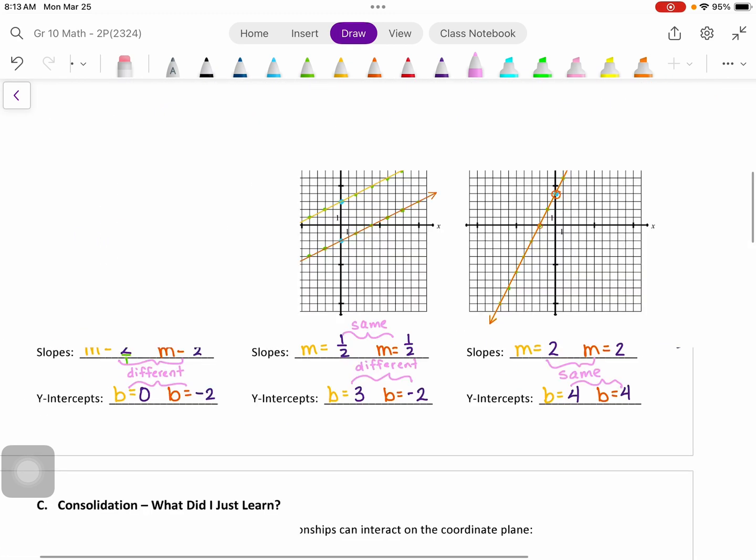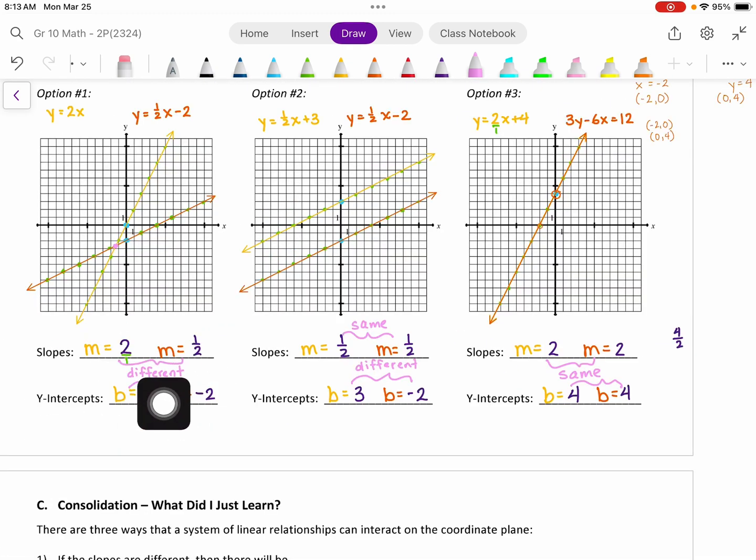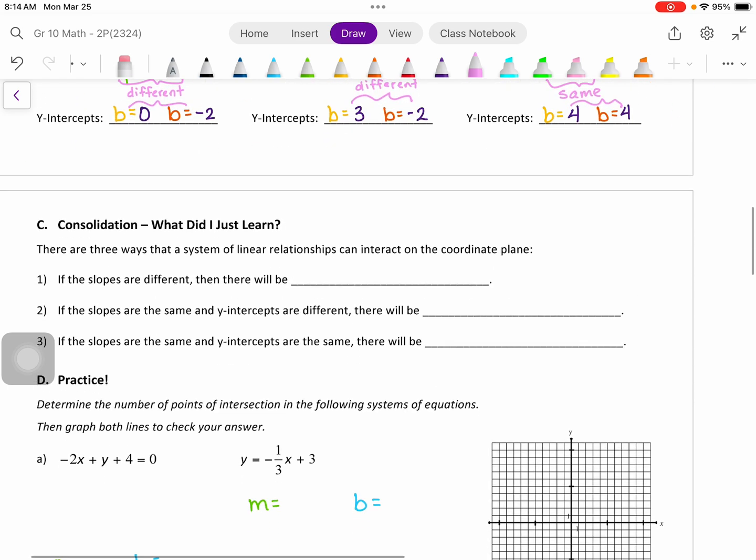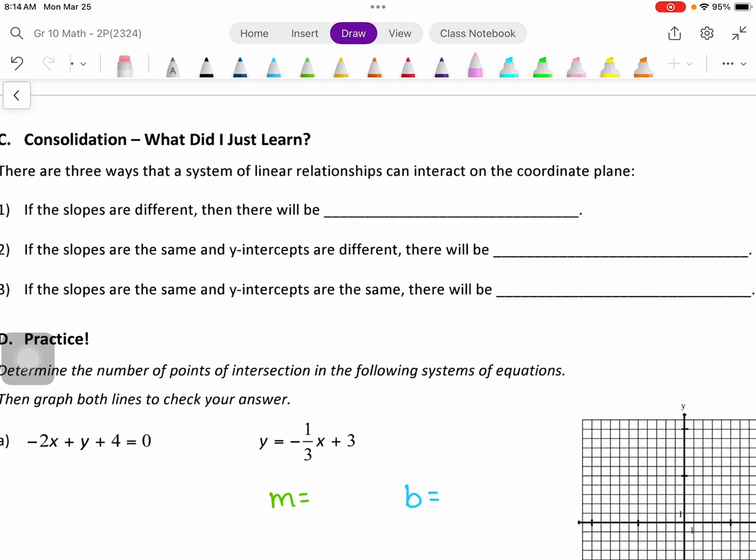So let's summarize these findings. When both are different, I have one solution. When slopes are the same, but y-intercepts are different, I have no solutions. They're running parallel to one another. And when both slopes and y-intercepts are the same, I have an infinite number of solutions. So let's record those results here in one place.